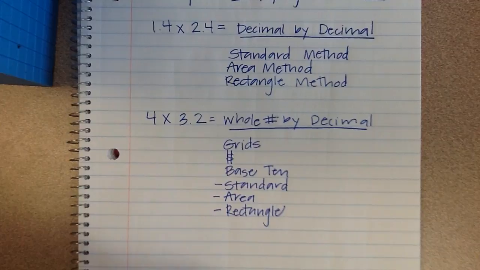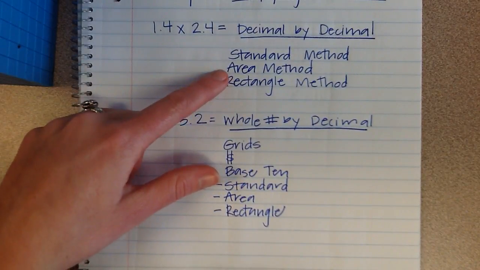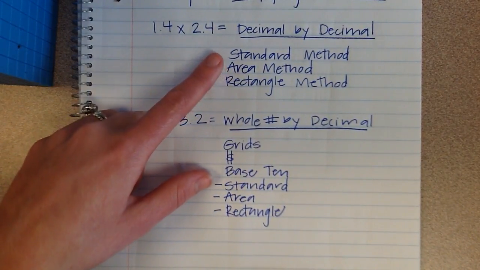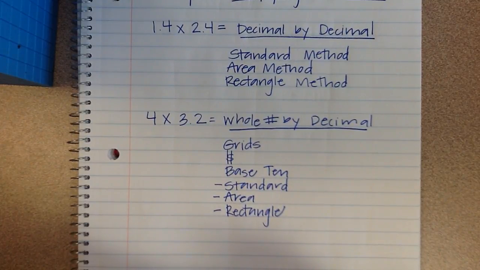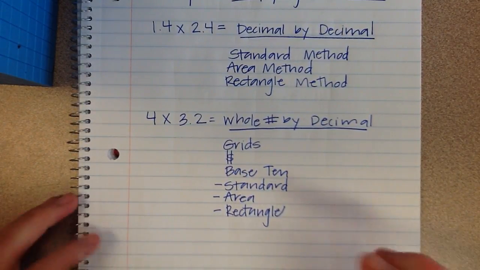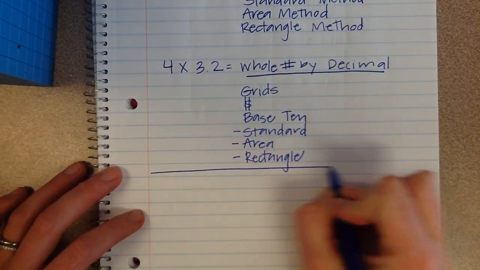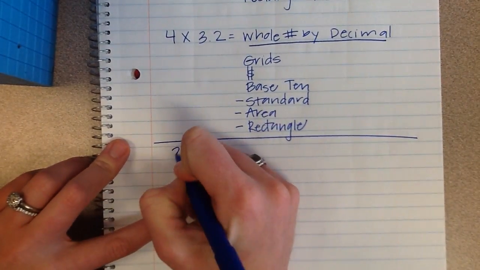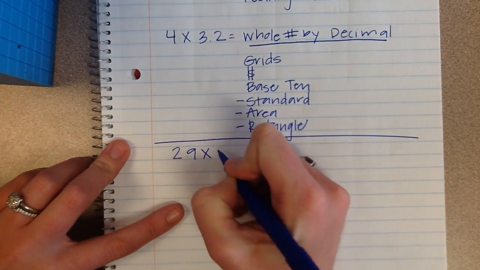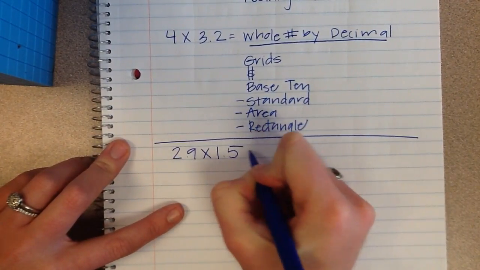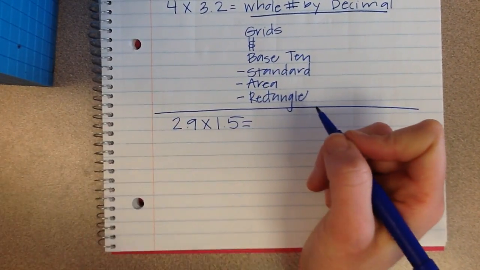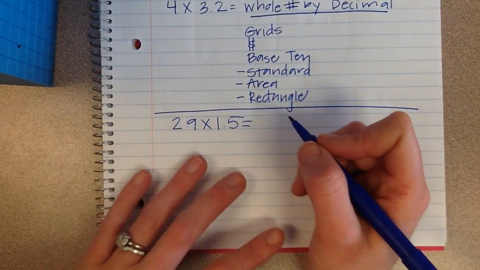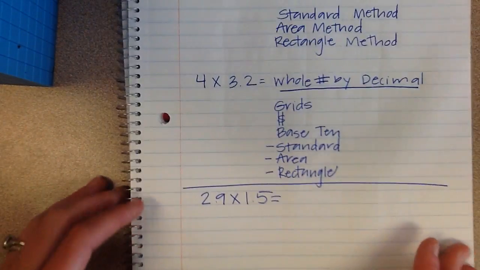What I want to do is I want to show you how to do a problem. And I'm going to do it with the standard, and then I'm going to do it with the area. And then I want you to try to do the rectangle section by yourself at home. So here's what I'm going to do. 2.9 times 1.5. Actually, what I'm going to do is I'm going to flip this, and I'm going to put it on another page so I can see them side by side. So excuse me for a second.